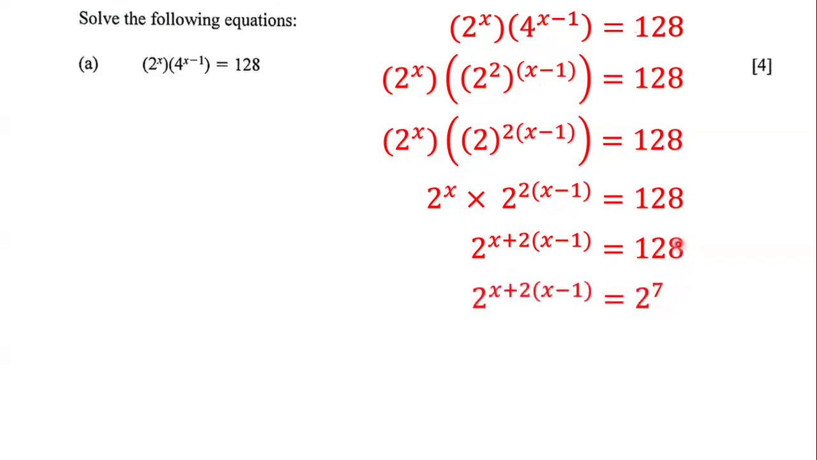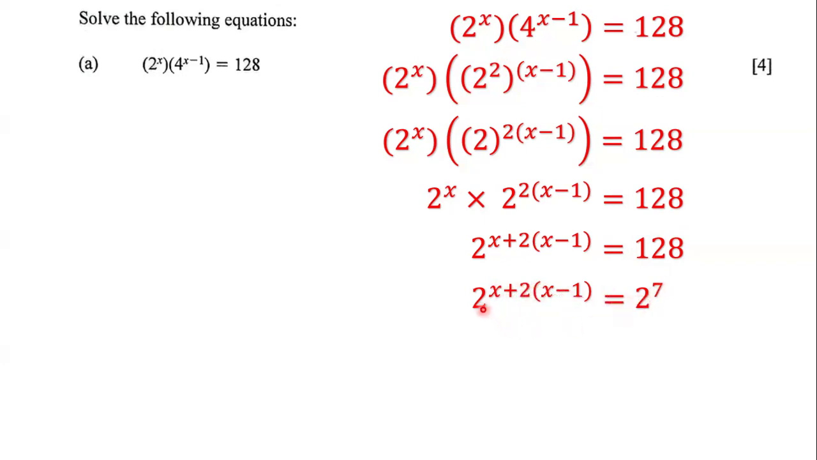Next, we say, okay, how can we express 128 in a different way, where 128 is expressed as a number whose base is 2? And so we say that 2 raised to the power of 7 is 128. So we express 128 as 2 raised to the power of 7. And so we have 2 raised to the power of x plus 2 times x minus 1 is equal to 2 raised to the power of 7.